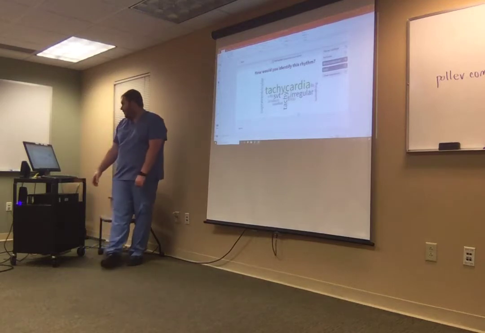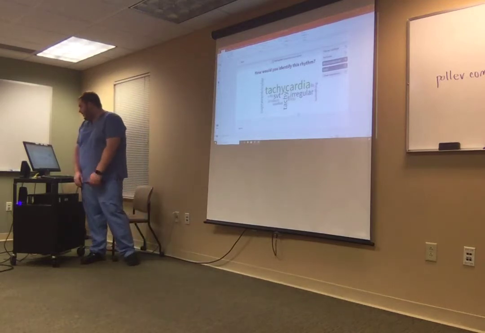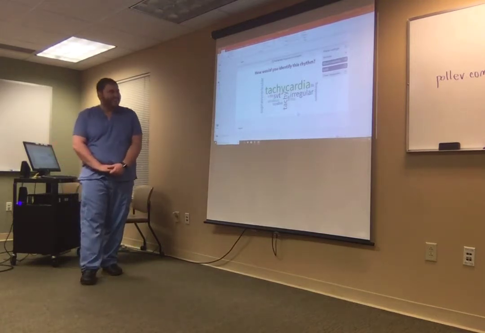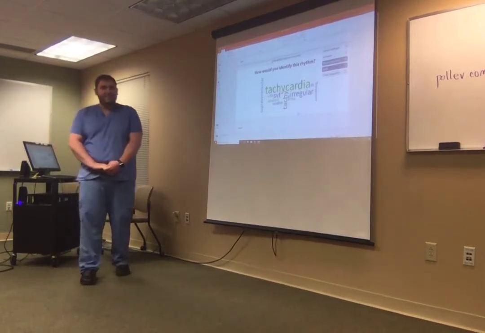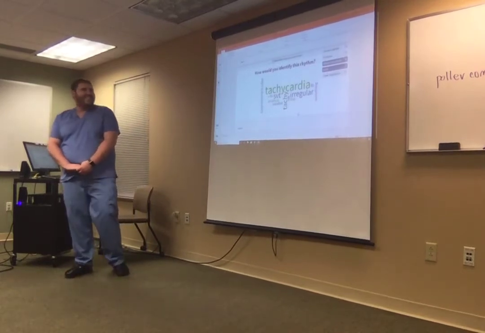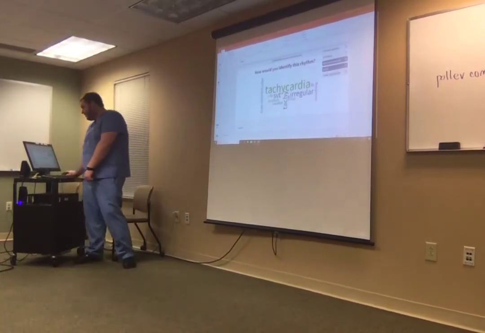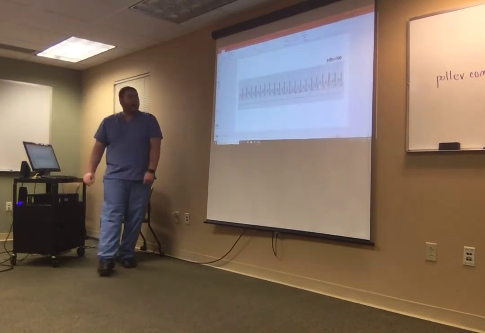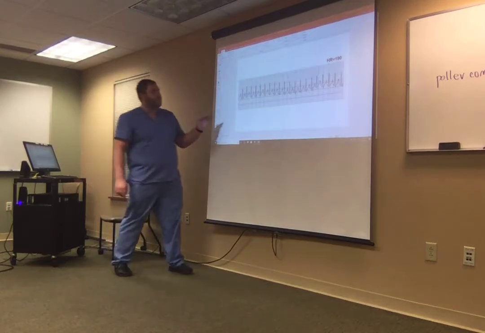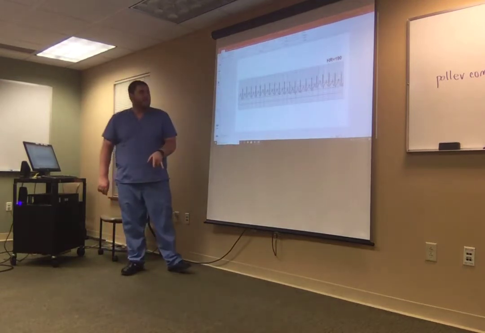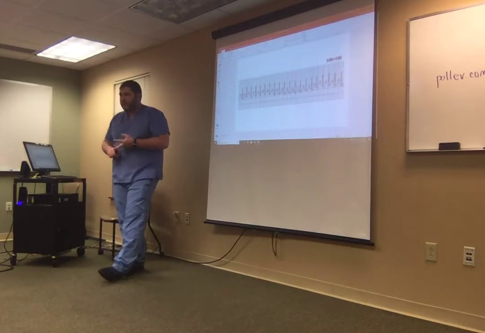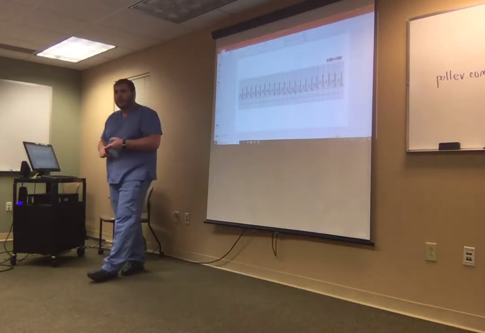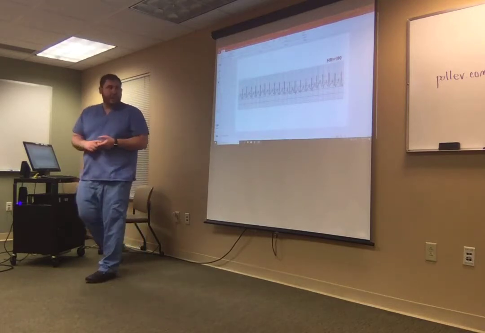All right, so we have supraventricular tachycardia. It is SVT. How can we decide that this is SVT? What are some things we can look at? No P waves, heart rate above 150. The heart rate's above 150. There's no P waves. What about the QRS? It's narrow. Is it regular or irregular? It's regular. Yes. Okay.